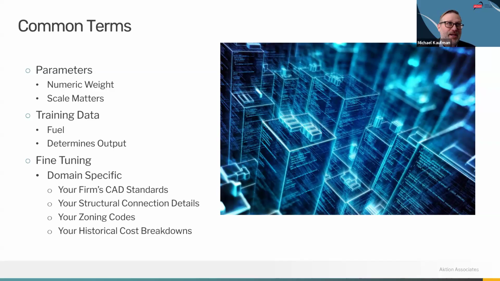So scale matters again. The number of examples that are provided with absolute definition as to what they were allows the AI to make better judgments and analyses in the future because it has that vast store of parameters to work from.